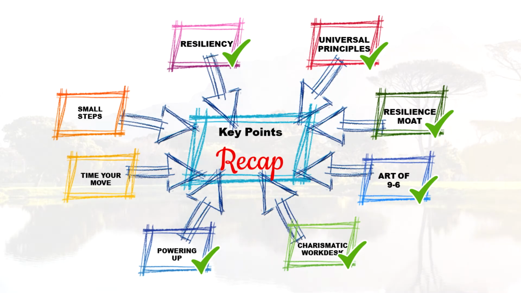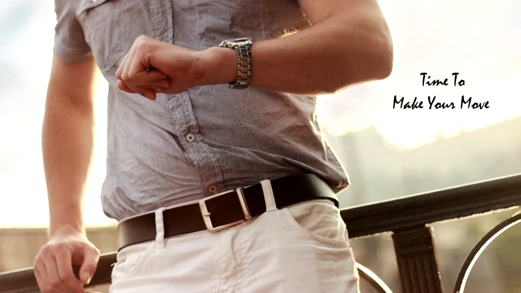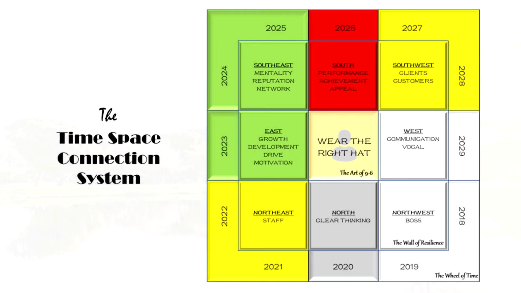So I've covered powering up, and the next one will be the outer layer, which is the third layer, and it is time your move. By now, I think you should know that timing goes in a clockwise direction according to the directional sector. 2018 is at the northwest sector, and 2019 is also at the northwest sector. So you should protect your northwest sector for these 2 years and make sure that there are as few blockers as possible and as many supporters in the northwest as possible. That is how you can protect your time. Protect your time through enhancing the space.